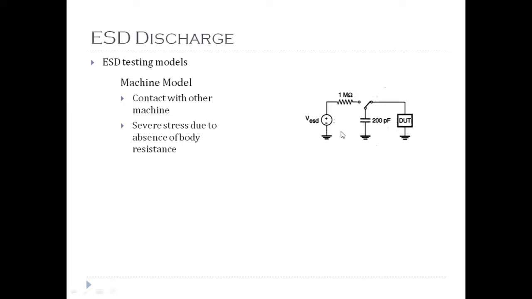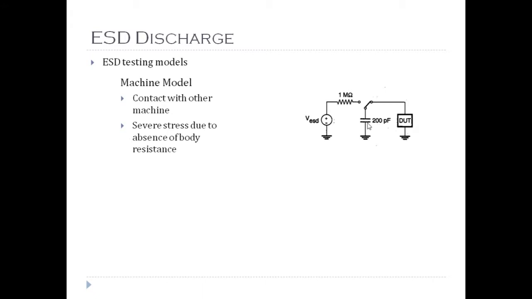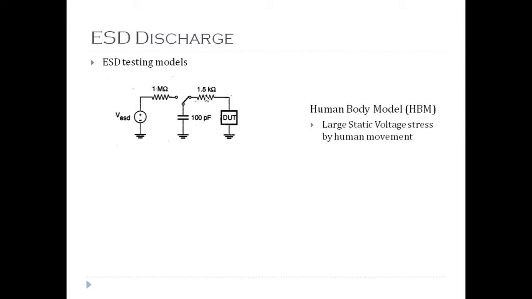Here, this machine model basically represents the discharge of a machine through the DUT. Now to test the device, we can charge this capacitor of 200 picofarad. In the human body model, if you remember, it was 100 picofarad, and in the machine model 200 picofarad. That means a machine can gain more charge than a human body. Also, it does not have resistance as there was in the human body model, because the human body has some resistance, so it is represented by 1.5 kilo ohm. Here there is no resistance because the body of a machine does not have any resistance.